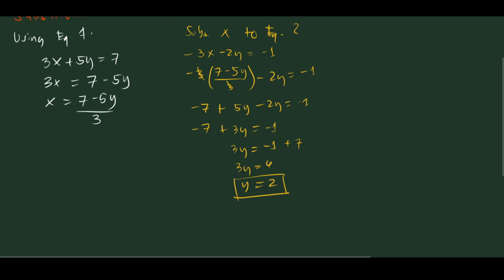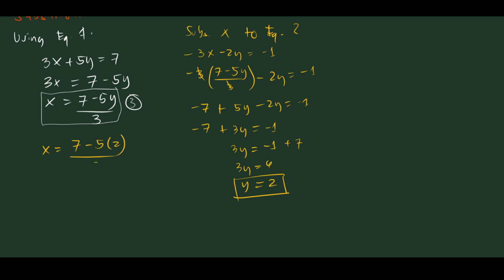Okay, so now we have our y. We can then find the value of x if we substitute this 2 right here. Let's mark this one as our equation 3. So we substitute y into our third equation. Let's see what we get. x is equal to 7 minus 5 multiplied by 2 all over 3. So we get 7 minus 10 all over 3, and then this is negative 3 all over 3. So x is equal to negative 1. Okay, so there you have it. We have our x value.